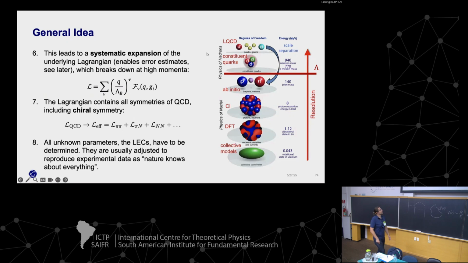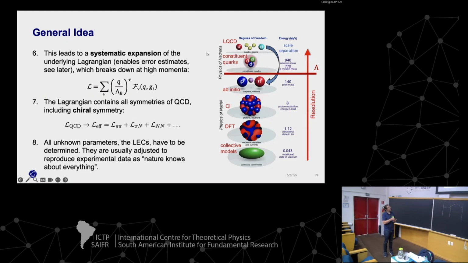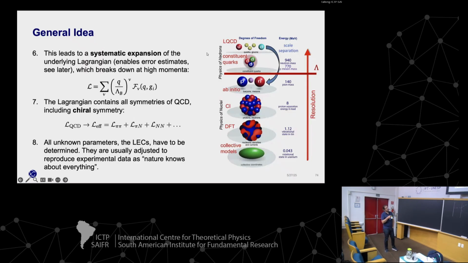Okay, and if we do this, this will lead to a very systematic expansion of the underlying Lagrangian. So basically, you can just expand the Lagrangian in terms of momentum. Oh, I'm sorry. So I called this P before, now it's Q, but it's still a momentum. So momentum over breakdown scale times some function. And this function can depend on the momentum itself, and then these low energy couplings, g_i. So that's a very general expansion.